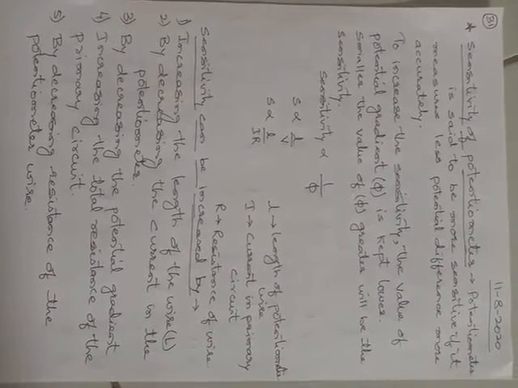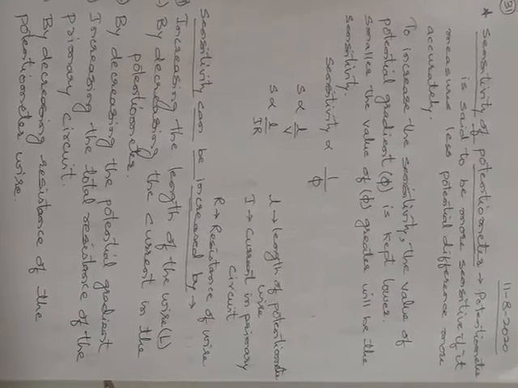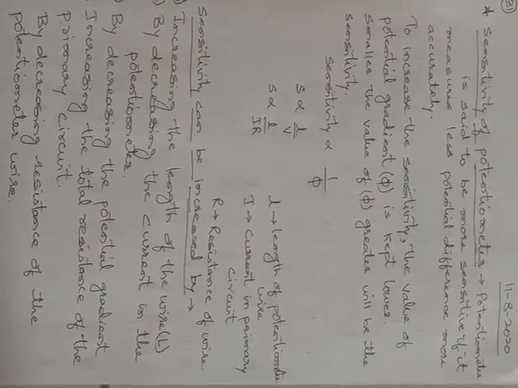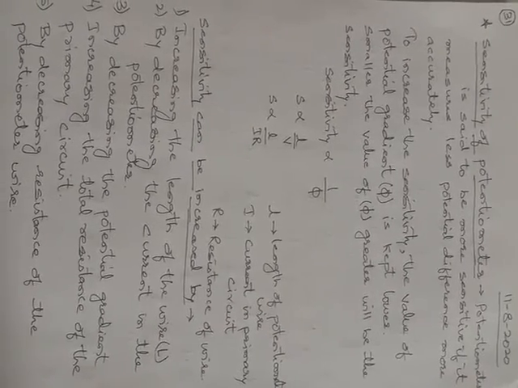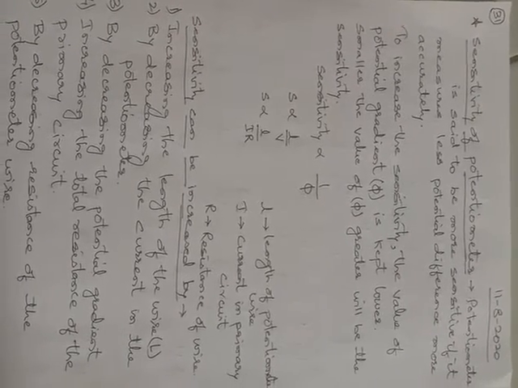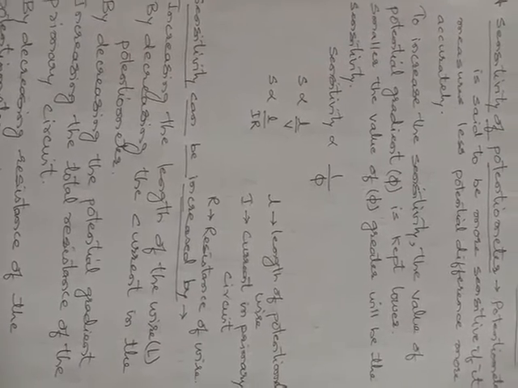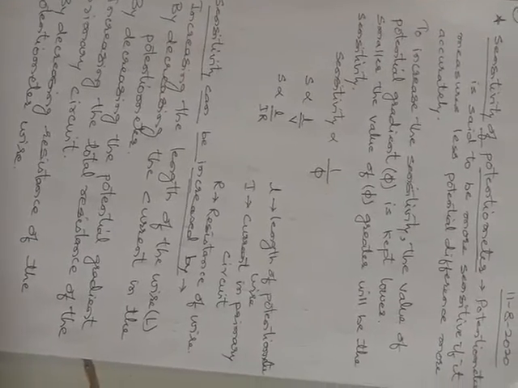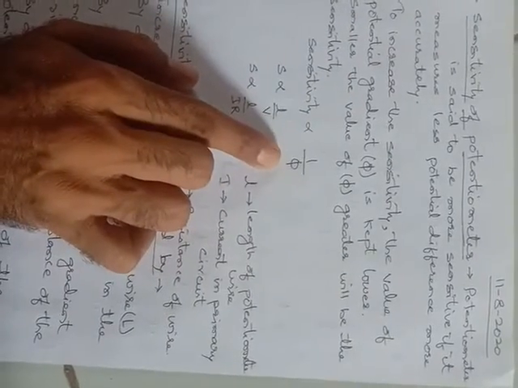Now how to increase the sensitivity of the potentiometer? To increase the sensitivity, we have to keep the potential gradient lower. Potential gradient, yesterday we saw, is phi. If we keep the potential gradient very low, that is, the smaller the value of phi, the greater will be the sensitivity of the potentiometer. So sensitivity is inversely proportional to the potential gradient phi.